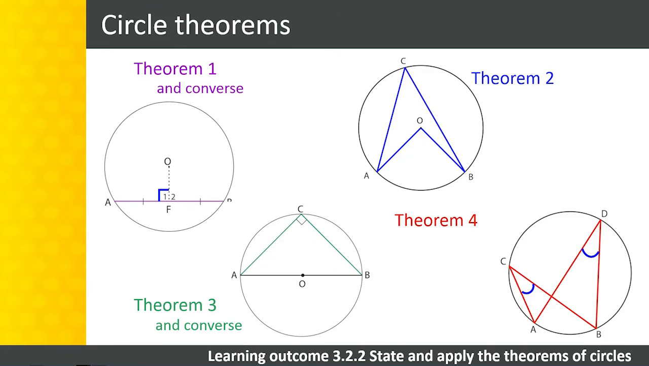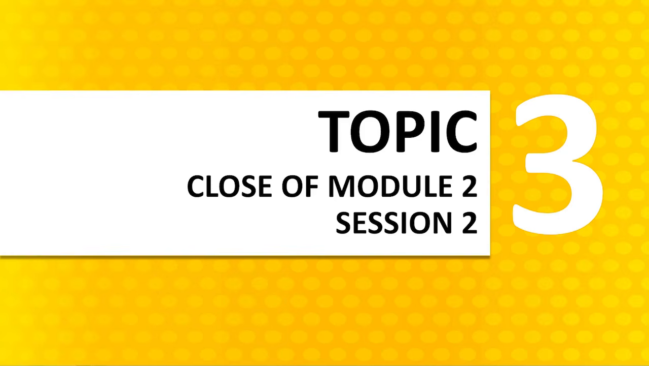Theorem 4. Angles on the circumference in the same segment subtended by the same arc are equal. And its converse, if a line segment subtends equal angles, then the endpoints of the line segment and the vertices of the angles are all concyclic. Remember to encourage students to memorize the circle theorems. Keep testing students on them. This brings us to the close of the module. We will cover the rest of the circle theorems in Module 3.